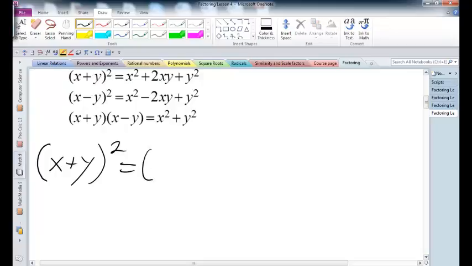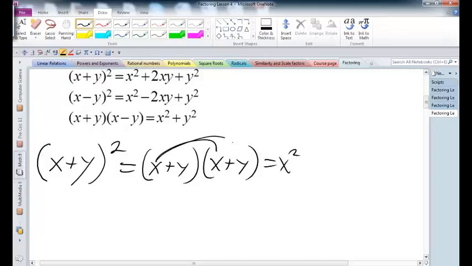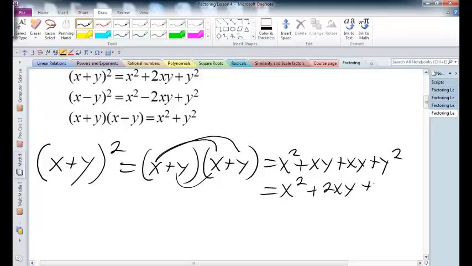Let's actually do that multiplication. (x + y) times (x + y), and if we distribute it out, you can see we get x squared plus xy plus xy plus y squared. Let's collect up like terms, so we get x squared plus 2xy plus y squared. Now that you've seen where it comes from, we're going to go in the opposite direction and factor it.